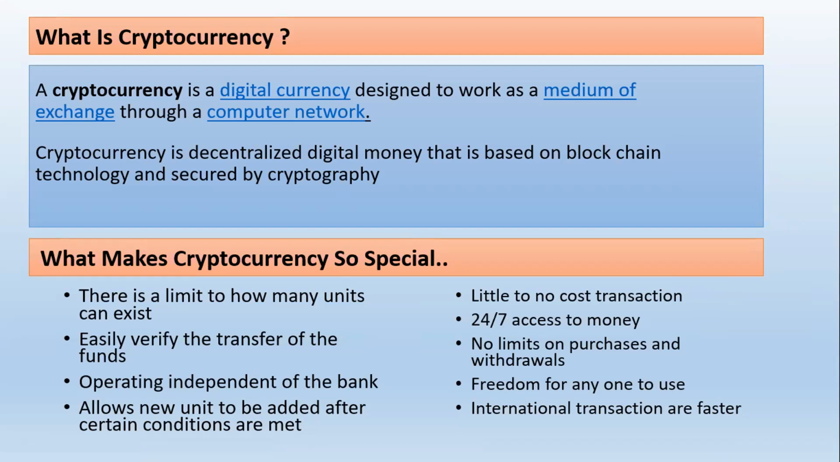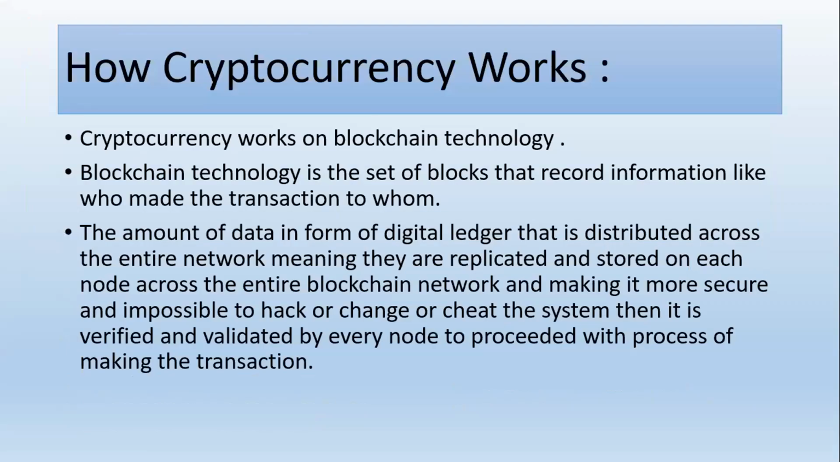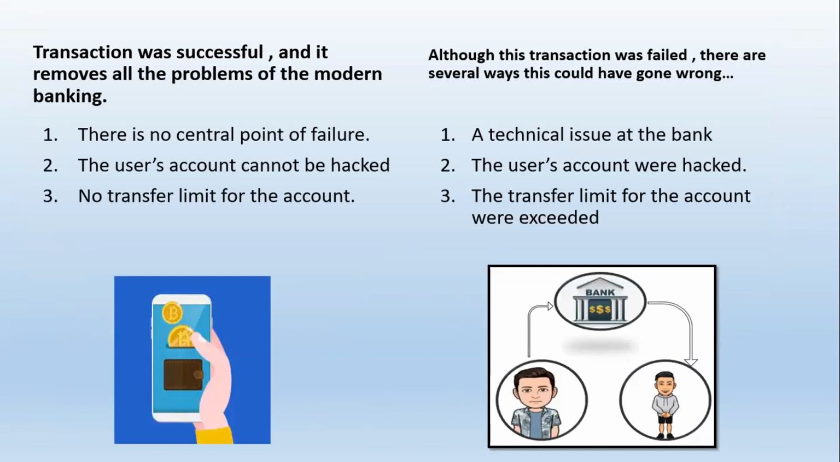There can be many reasons why these transactions failed, because as he was using modern banking, there might be a technical issue at the bank. The user's account may have been hacked, or the transfer limit for the account may have been exceeded. Whereas all these problems of modern banking are removed by cryptocurrency: there is no central point of failure, the users' accounts cannot be hacked, and there is no transfer limit for the account.